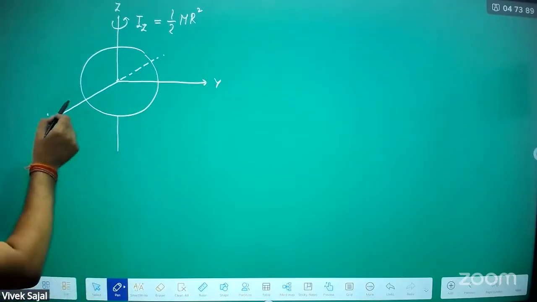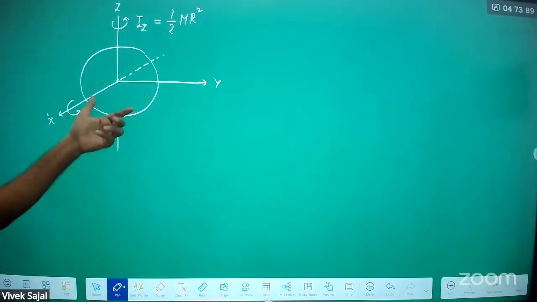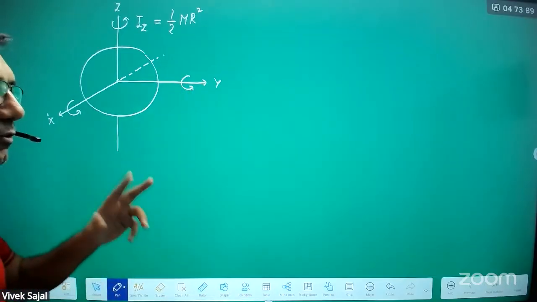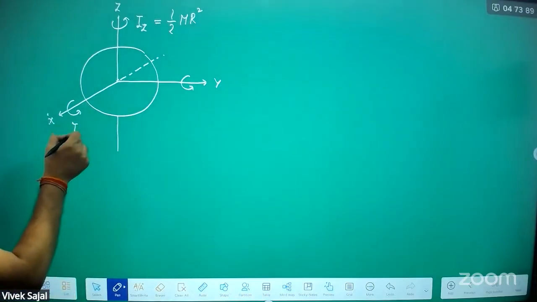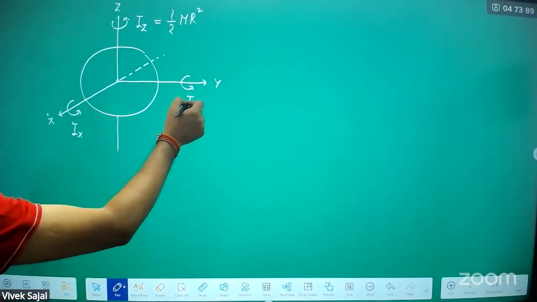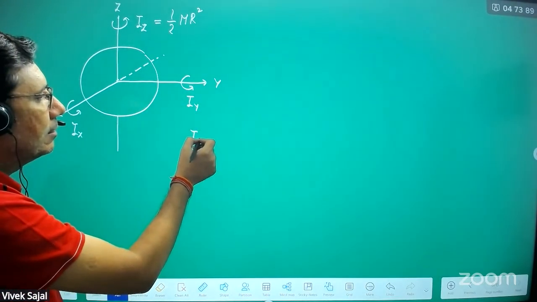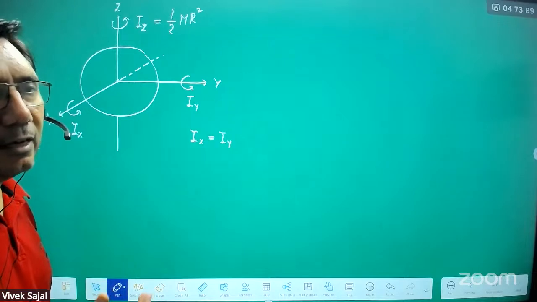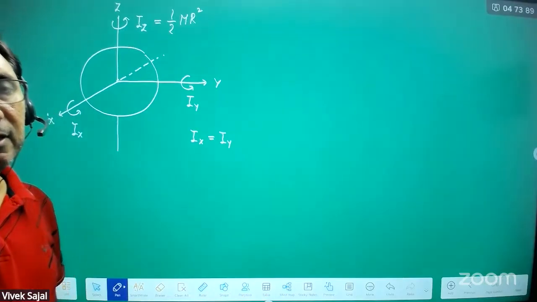As I earlier told, if you rotate this disk about this axis, you are going to have a symmetrical structure, a sphere. If you rotate this about the y-axis, again you will get the same type of symmetrical structure, a sphere. So due to the symmetry, moment of inertia Ix will be equal to Iy. So many things we have to learn how to defend logically. So why are Ix and Iy the same?